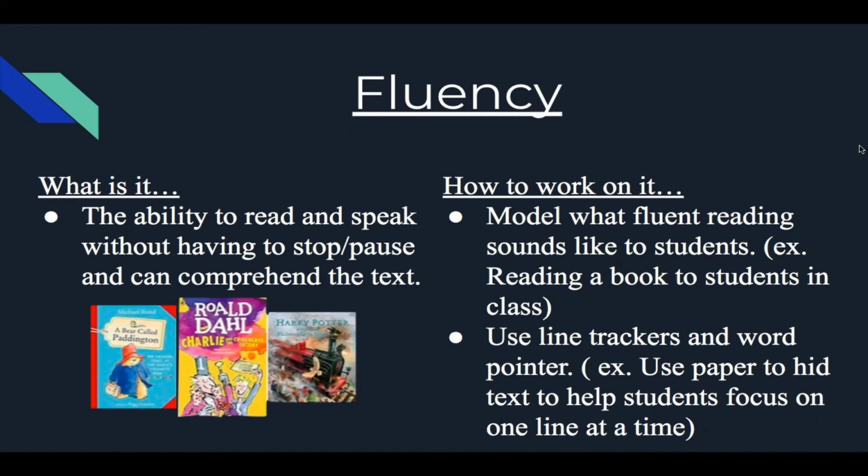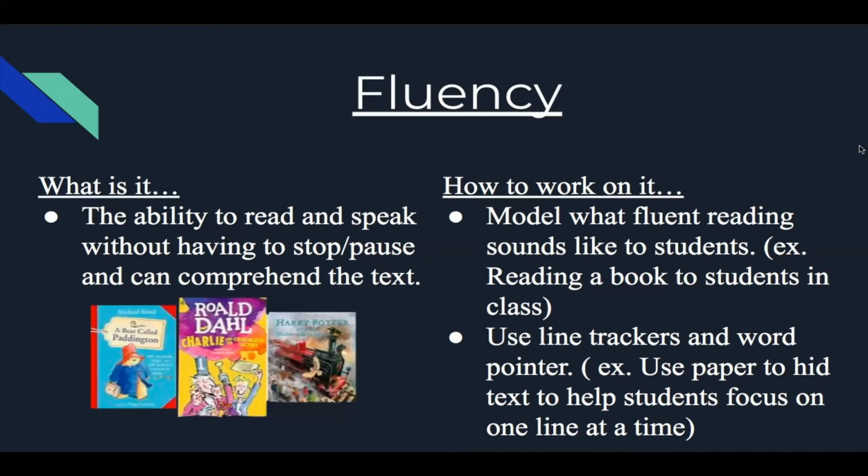Much like music, we have to demonstrate how something sounds before our students can model it back to us. The same thing goes with reading fluency. A great way to help students know how reading fluently sounds is to model it for them. So in the music classroom, maybe we're learning about Beethoven. I can bring in a book about him and read it to the class and demonstrate how reading fluently sounds, so that they can get it in their ear and then hopefully be able to model it back to me.